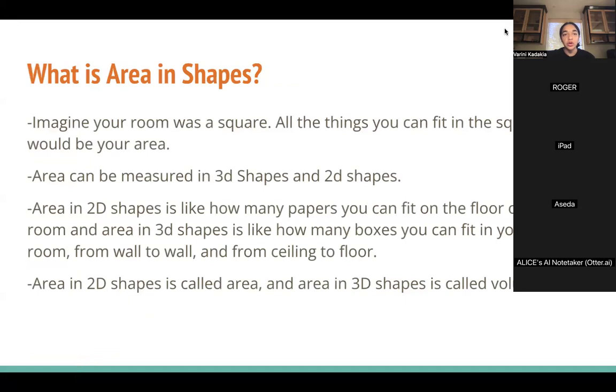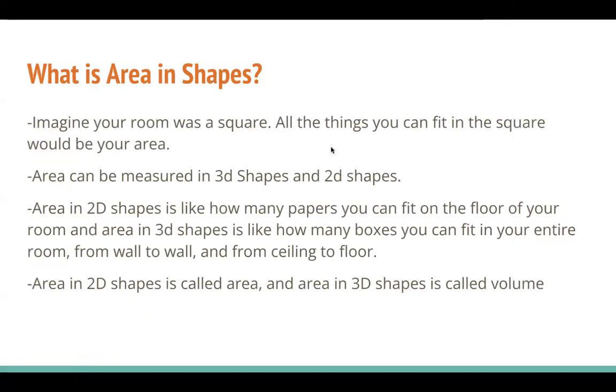Okay, so area, let's take your room for example. Imagine your room was a square. All the things you can fit in this square would be your area. So area can be measured in 3D and 2D shapes. Area in 2D shapes is like how many papers you can fit on the floor. But for 3D shapes, it would be like how many boxes can you fit in your room. Area in 2D shapes is called area, and area in 3D shapes is called volume.